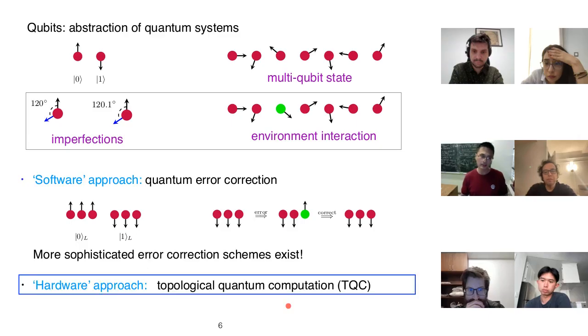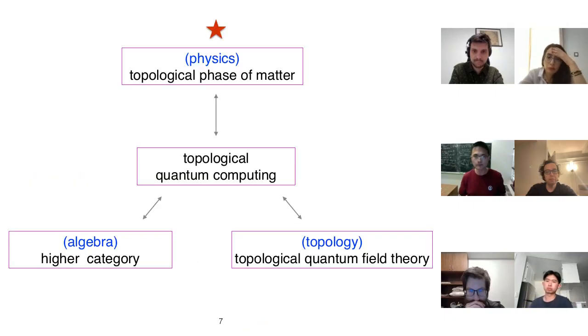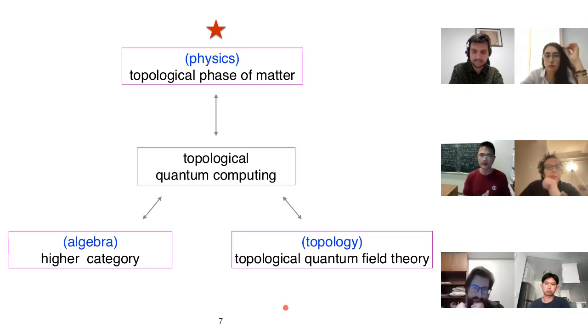Instead, what I'm going to focus on is the hardware approach, in contrast to quantum error correction, which is the software approach. The hardware approach is topological quantum computing, which is what I'm going to focus on. So for the rest of the talk, I'm going to talk about TQC from 3 perspectives, namely from the topological phases of matter, higher category, and topological quantum field theory aspects. And by the way, if you have any questions, feel free to interrupt.